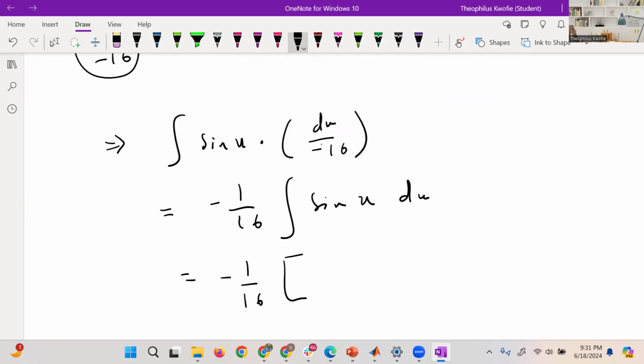What function do we differentiate to get sine u? And that will be what? Minus what? Cosine of what? U. Is that okay? We add a constant c.